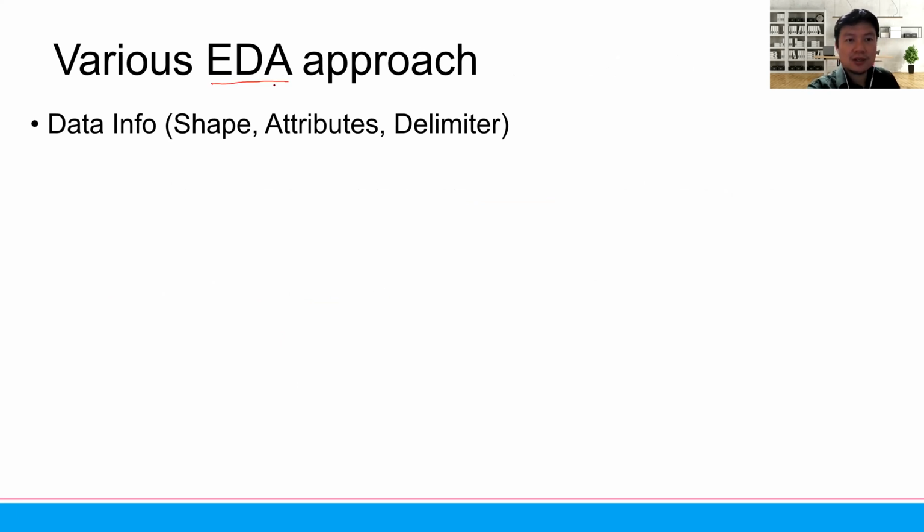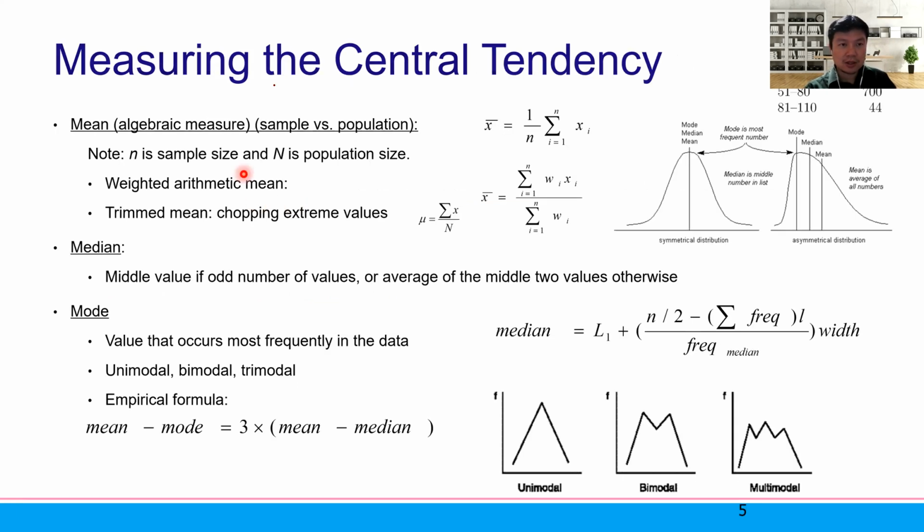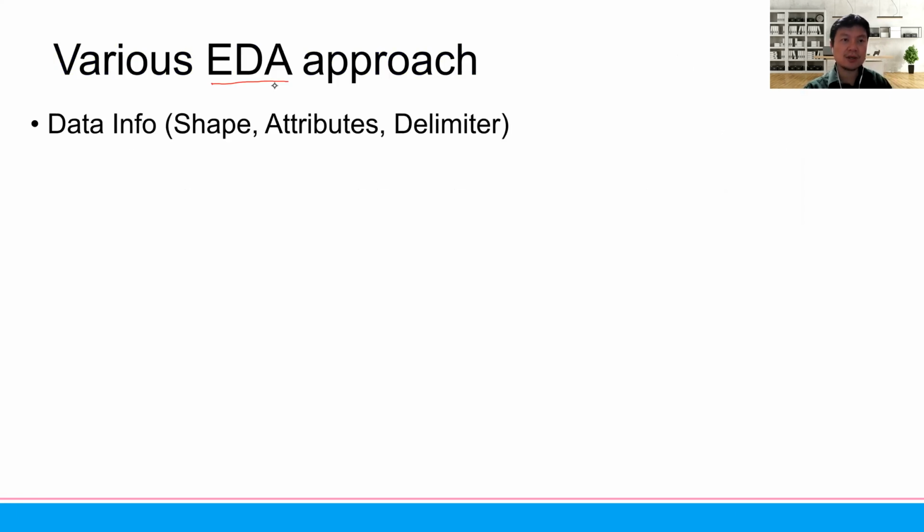We can deal with the data info, for example, the shape, the attributes, or the delimiter. We will discuss this approach later. In Orange you already know about some data info, such as how many attributes you have. About the shape, of course, you need to know how many rows you have. And the delimiter depends on the data type. You already learned about the data sets.